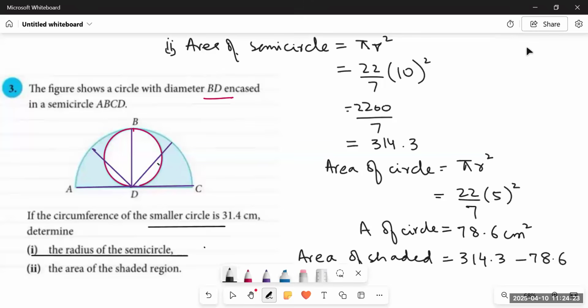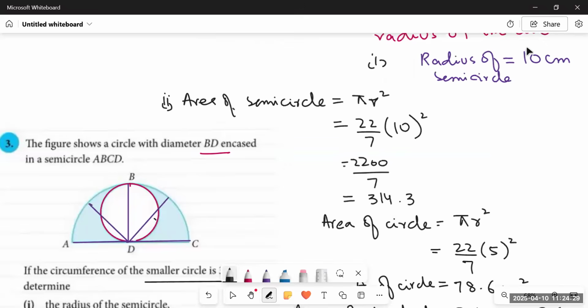Students, we forgot to write the complete formula right here. We were finding the area of the semicircle, so it should have been pi r square upon 2. Okay, so make the correction over here. All we need to do is divide it by 2, because we are finding the area of the semicircle. So we just have to divide each of these values by 2, and when we divide 314.3 by 2, the answer would be 157.